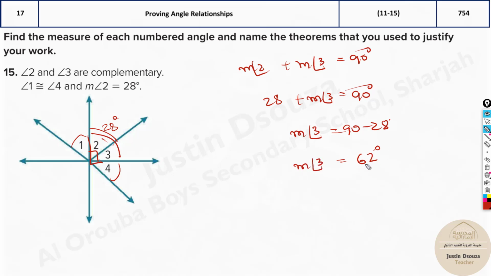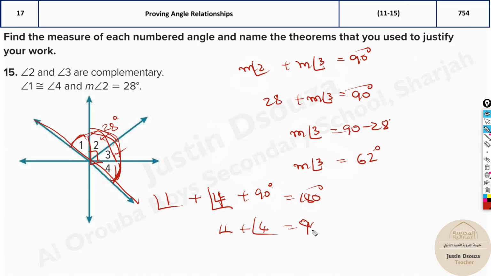Now we found angle 2, we found angle 3. Look at this, this is a straight line, supplementary. All the angles together must be equal to 180 degrees, isn't it? And we know this part is 90 degrees, so when you add this and this, they must be equal to 90. If you write it out, angle 1 plus angle 4 plus angles 2 and 3, which is 90 degrees, is equal to 180 degrees. So angle 1 plus angle 4 must be 90 degrees.